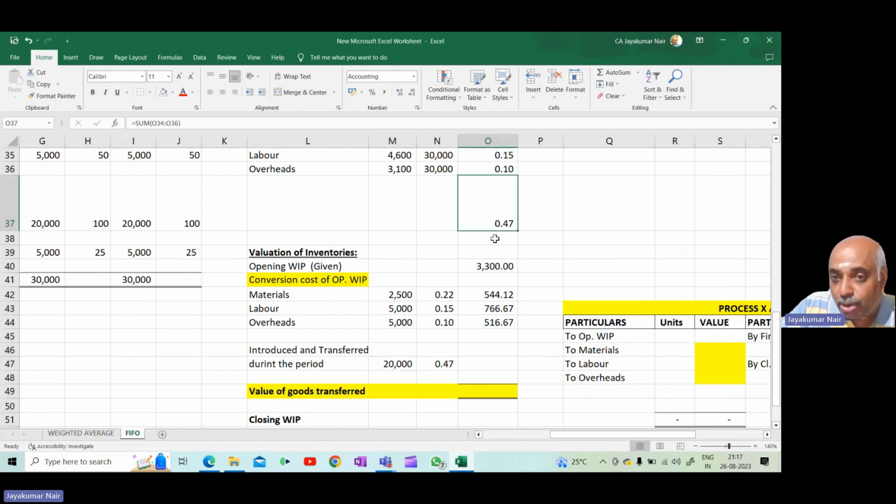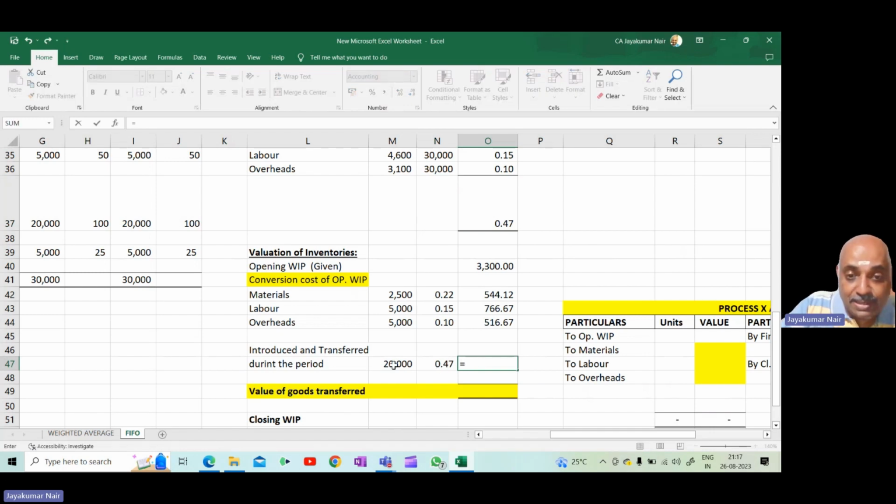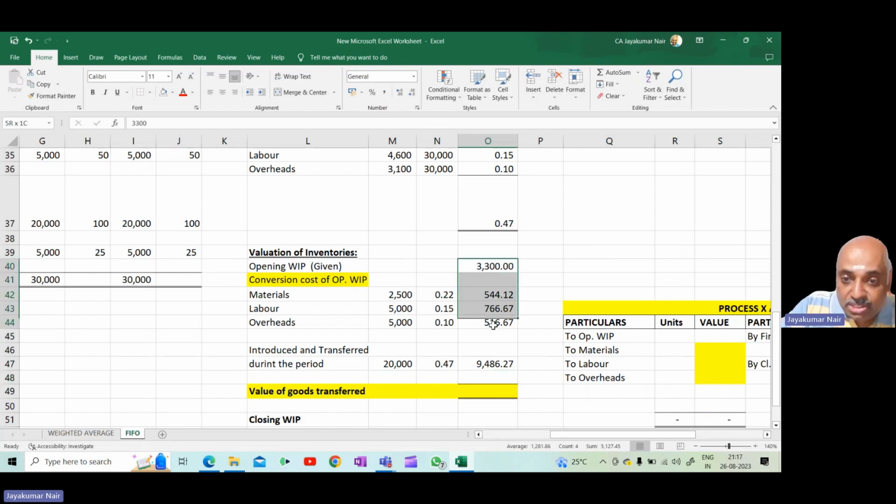20,000 into 0.47, because they are the units introduced in this particular period and also completed in this particular period, fully completed. So this is 20,000 into 0.47. This is the value of inventory which are introduced, processed, and transferred to the next process. So this will give you the total value.